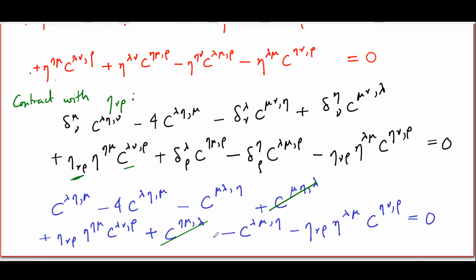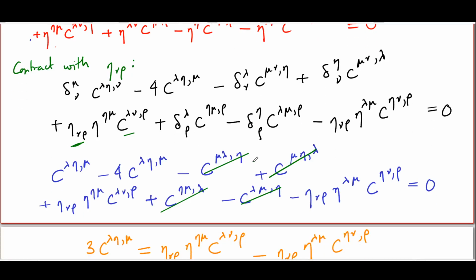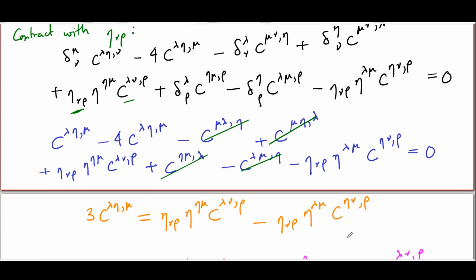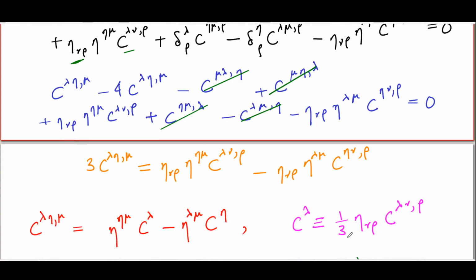cancels. The next one here gives you another one which is going to cancel with this one. Again, the same sign, but mu lambda and lambda mu here means these two cancel each other out. The fourth term has to stay as it is. No further simplification really is possible. So what we get when you just take the 3c lambda eta comma mu to the other side is this expression. And that can be easily rewritten in this form.